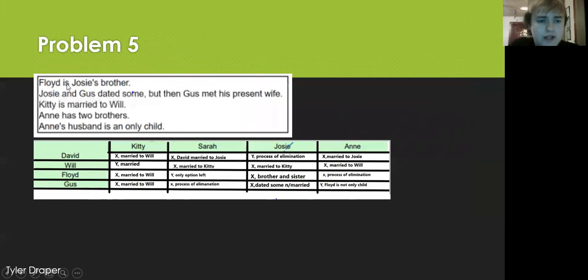Okay, so Floyd is Josie's brother. Well, we can assume that Floyd and Josie, brother and sister, are not going to marry each other. So we'll go out on a limb there. I know sometimes that happens, but we're going to imply that it's not going to happen this time. Okay, so follow my mouse here. We have Floyd and Josie. I put an X. X means they're not married because they're brother and sister.